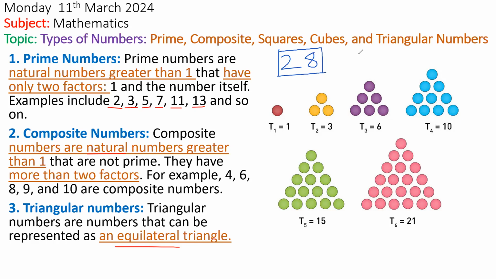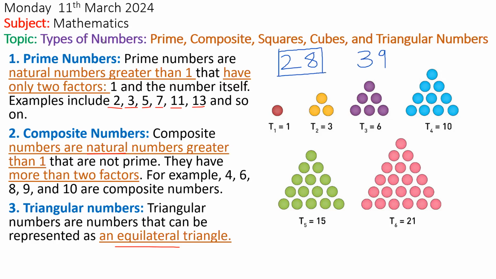Let's look at 39. Prime, composite, or triangular? Prime. Okay. Anyone else? 39. Prime, composite, or triangular? Okay. Someone's saying composite. Why would you say that 39 is composite? Is there any number that can go into 39?